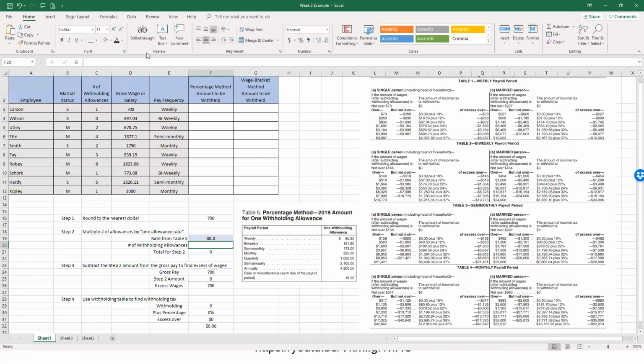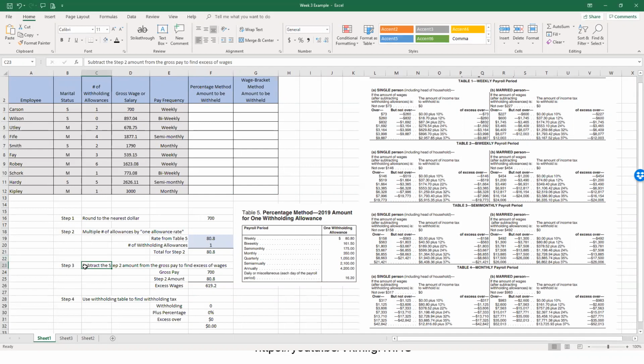And then the number of withholdings from our person, we go back up to what we've been given for our employee. It shows that we've got one withholding. So we're going to put that number of withholding allowances in there. And then for our total for step 2, you're going to take your rate from the table and multiply it by the number of withholdings that you have to come up with step 2. That's going to be your answer for step 2.